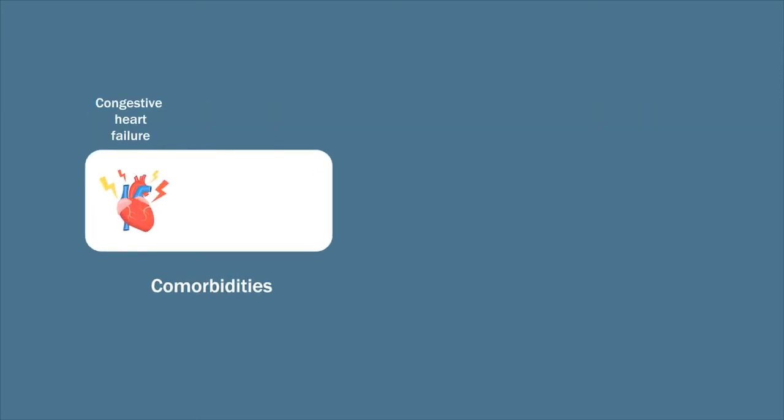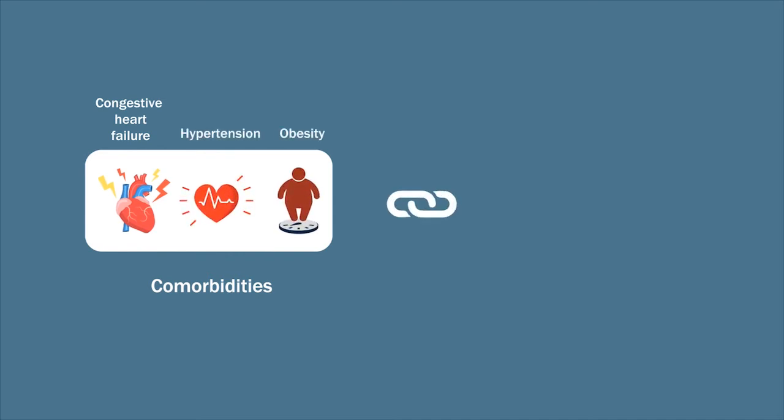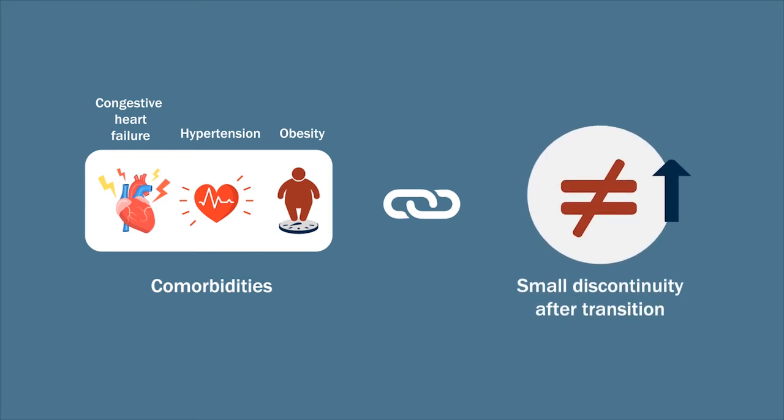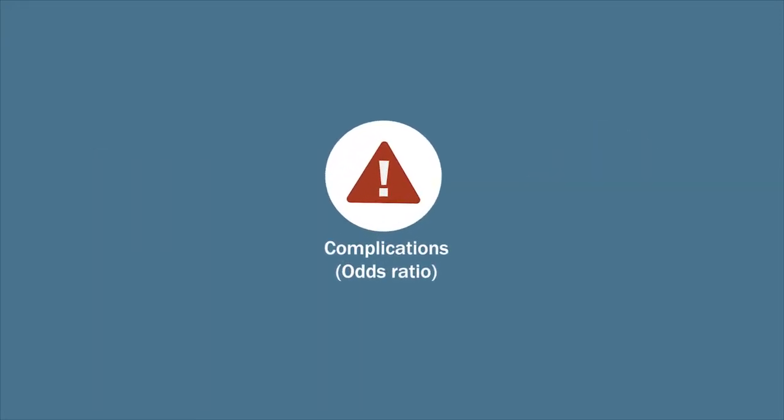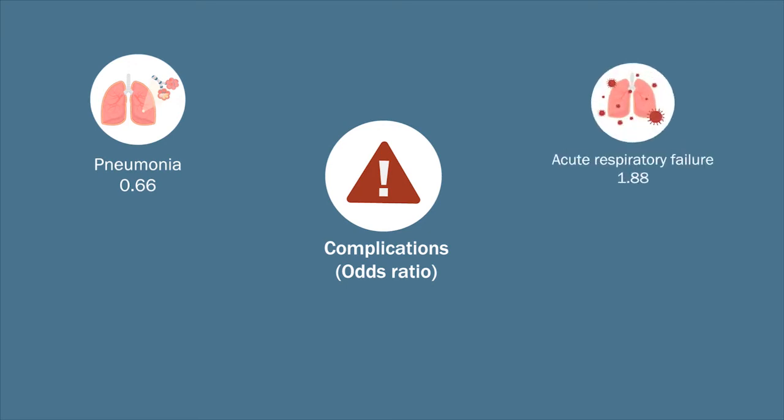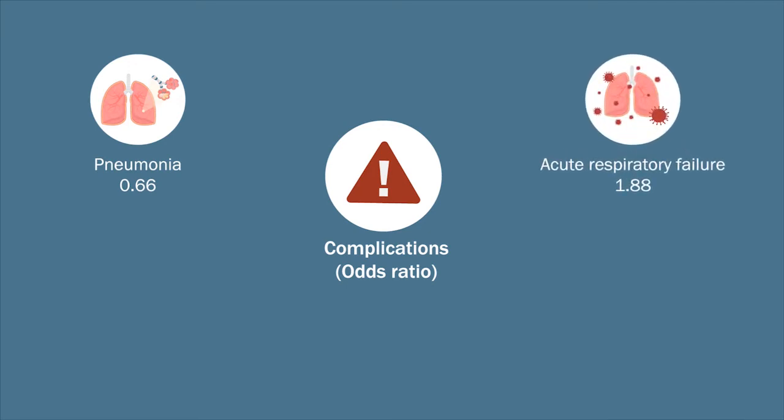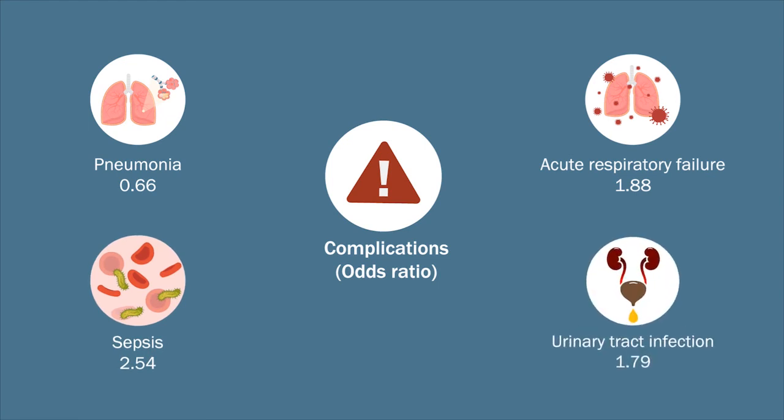They found that comorbidities, such as congestive heart failure, hypertension, and obesity, had a significant but clinically small discontinuity after the transition. Complications also showed significant discontinuity with odds ratios of 0.66 for pneumonia, 1.88 for acute respiratory failure, 2.54 for sepsis, and 1.79 for urinary tract infection.